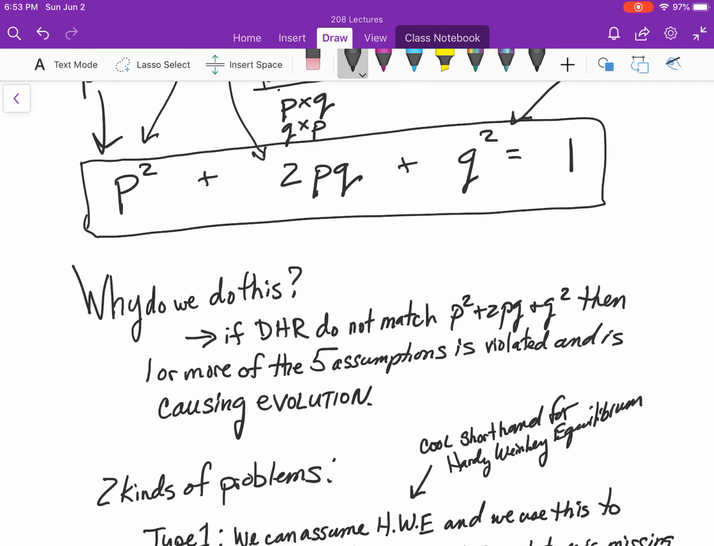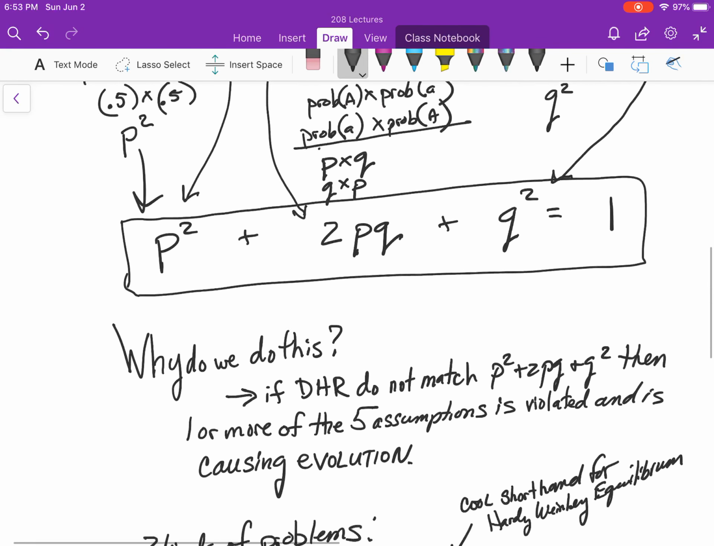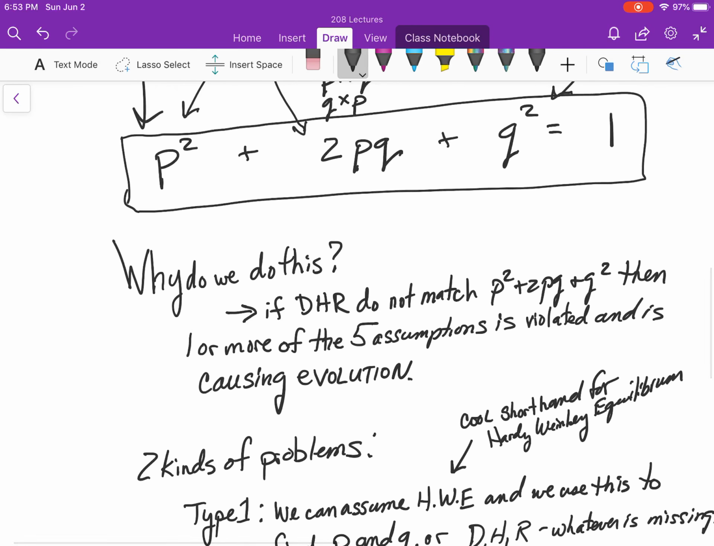Part 3, Hardy-Weinberg. Now, remember, p squared plus 2pq plus q squared equals 1. That's great to know, but why do we do this? Why do you want to know these things? The reason people wanted to know, I guess I could go back to some original questions like, gosh, how many heterozygotes are mixed into my homozygous dominants? How do I get a purebred line?